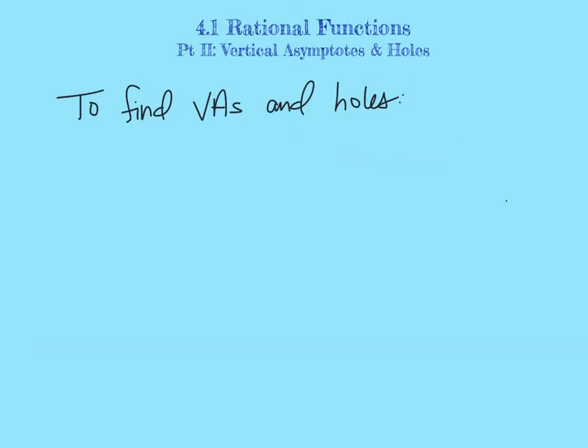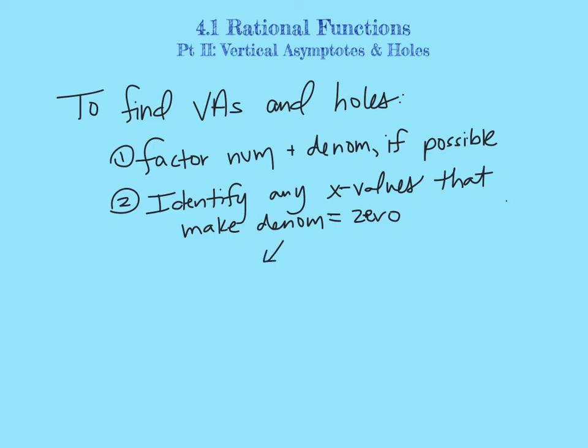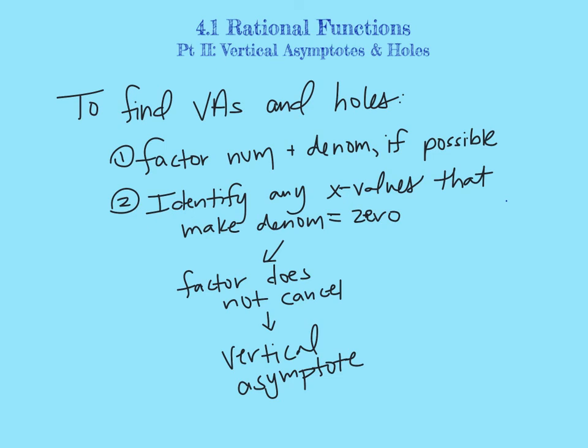In conclusion, to find vertical asymptotes and holes, you want to factor both your numerator and denominator if possible. Then you want to identify any x values that make your denominator equal to 0. If that factor doesn't cancel, top to bottom, then the x value from that factor ends up giving us a vertical asymptote. If the x value that makes your denominator 0 comes from a factor that does cancel top to bottom, then there's a hole in the graph there.